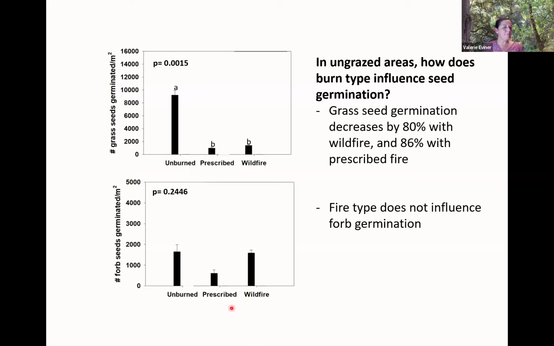For forbs, we didn't have really a consistent or significant effect. There was some variability across our plots, but we didn't see that fire change germination again in that greenhouse. So that total amount of what was there.